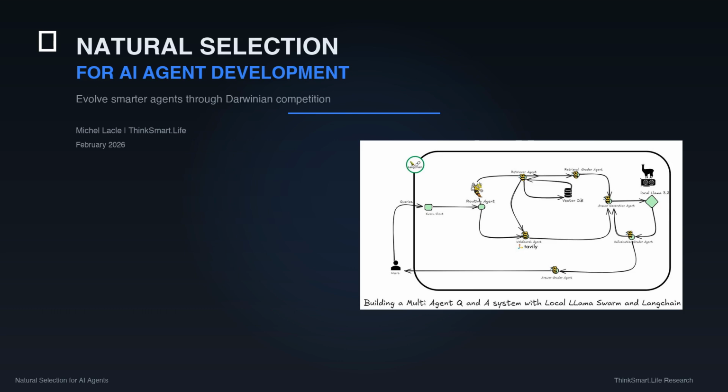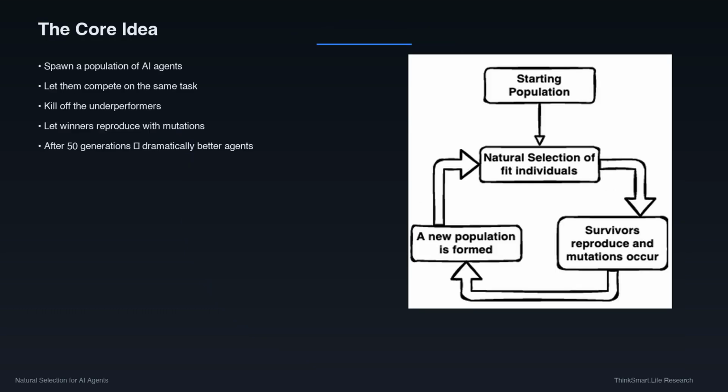What if you could breed AI agents the way nature breeds organisms? Instead of manually tuning prompts, picking models, and configuring tools, you spawn a population of agents, let them compete on a task, kill off the underperformers, and let the winners reproduce with slight mutations. After 50 generations, you have an agent that's dramatically better than anything you could have designed by hand.